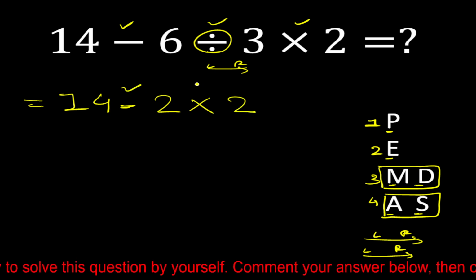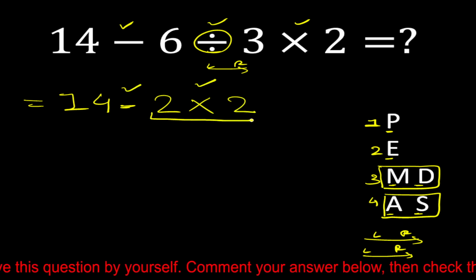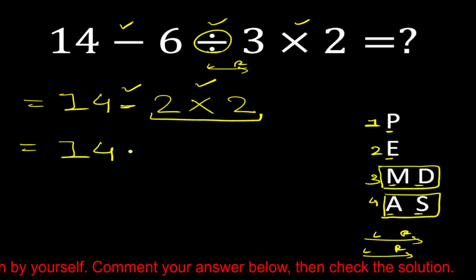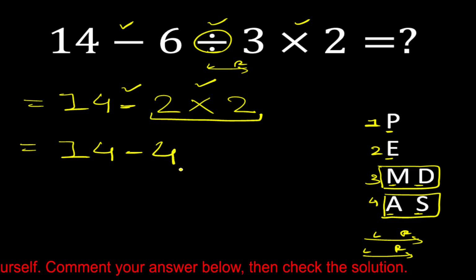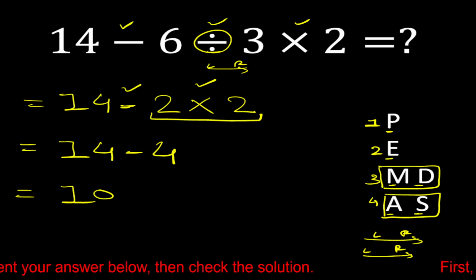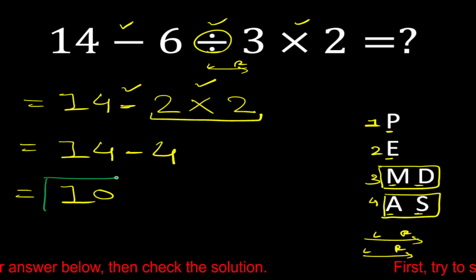Now here we have one subtraction and one multiplication. So first priority is multiplication. It is equal to 14 minus, now 2 multiply 2 is equal to 4. So 14 minus 4 is equal to 10. So the correct answer is 10.